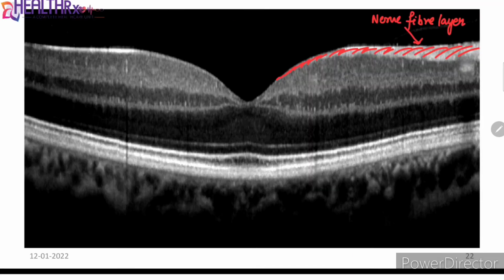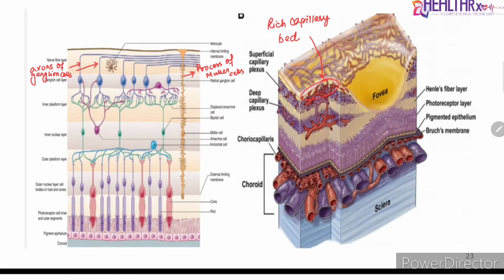Right below the internal limiting membrane is the nerve fiber layer. This is represented by a hyperreflective band in OCT. The nerve fiber layer contains the axons of the ganglion cells, which are known as the afferent fibers. It also contains glial cells, a rich capillary bed, and centrifugal or efferent fibers. The axons are arranged in arcades delineated by the processes of the Mueller and other glial cells.